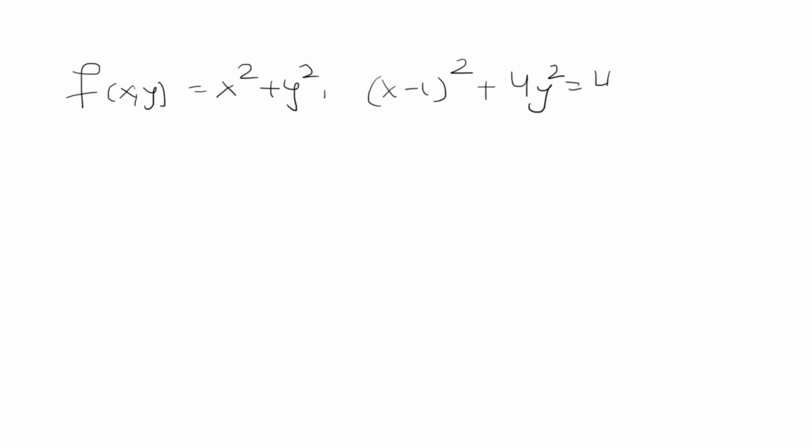Let's find the maximum and minimum using the method of Lagrange multipliers, for the given function. The function is x squared plus y squared. The constraint is x minus 1 quantity squared plus 4y squared equals 4. So for this, we want to set the partial derivatives equal to each other.